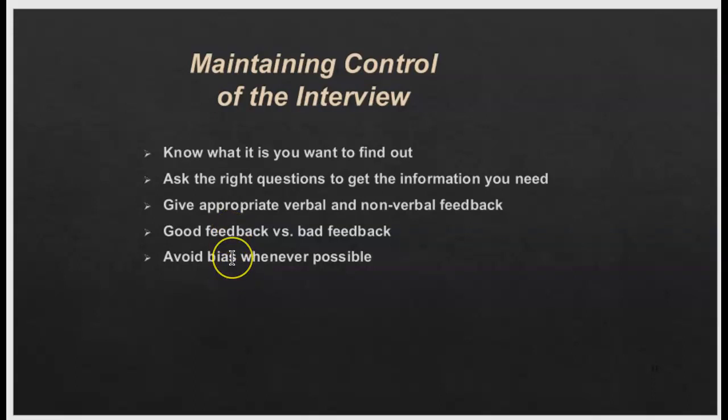You also want to make sure that you give appropriate verbal and nonverbal feedback to let them know you're listening. Just be a good listener. So say, okay, I heard that. And maybe even repeat back to them what they said to make sure you understood it properly.